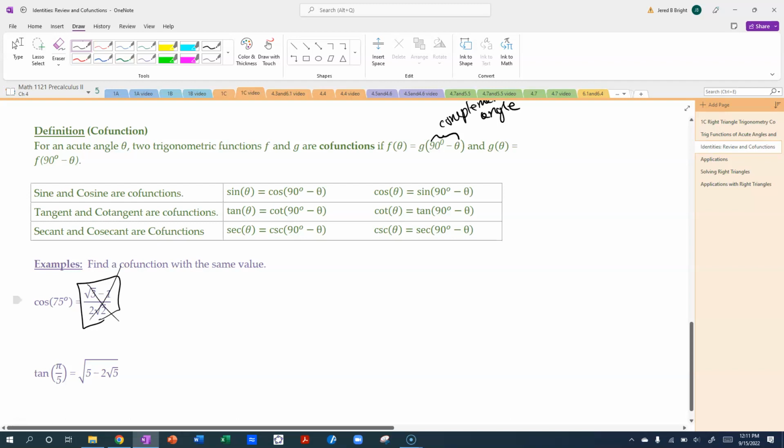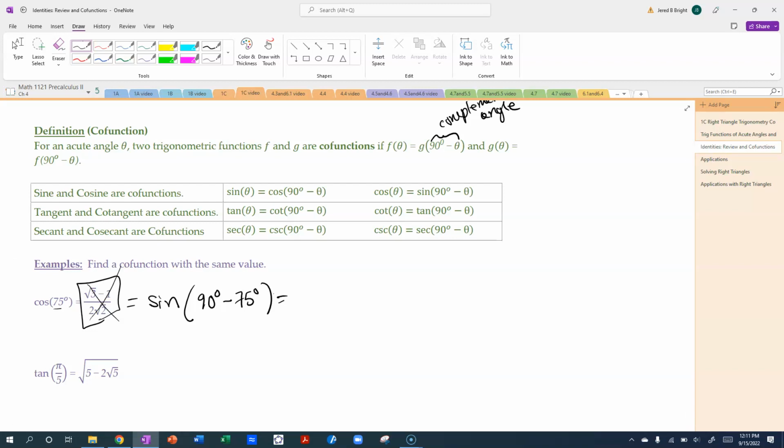If I want to find a cofunction with the same value, whatever that value might be, I know the cofunction to cosine is sine, and then the complementary angle I would find by doing 90 minus whatever the angle that I have is, 75. So sine of 15 degrees after I simplify.